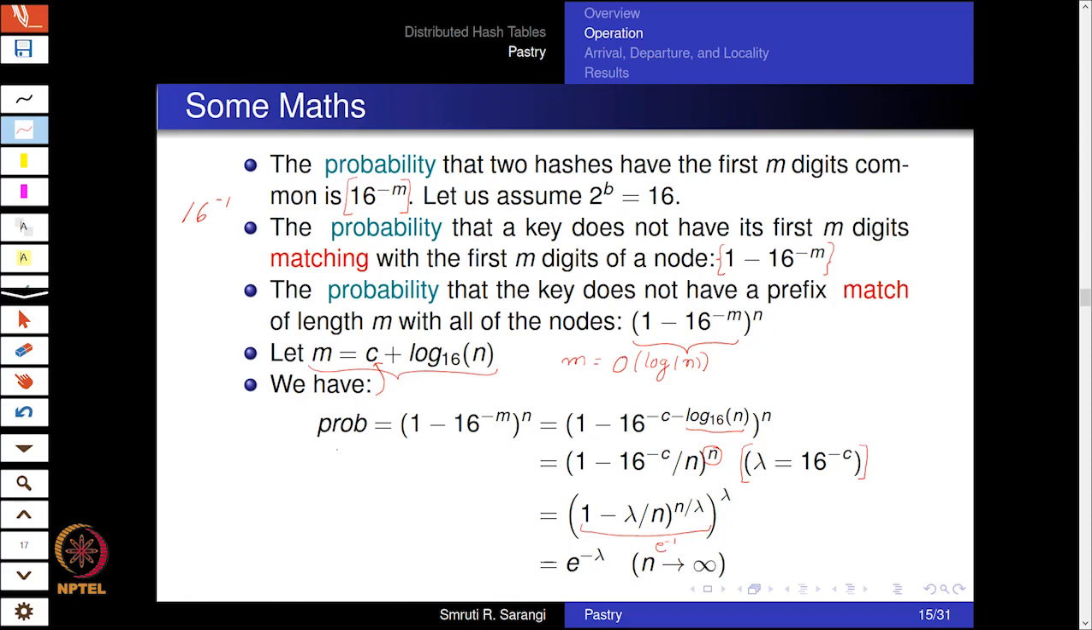So what is this probability again? Well, I have a key, and I am interested in the first m digits of the key. The first m digits of the key do not match with any node of the system, and this probability is equal to e raised to the power minus lambda. So let us graph this.